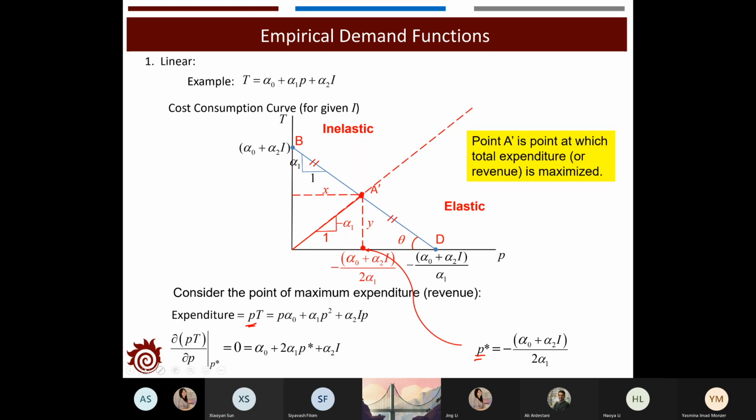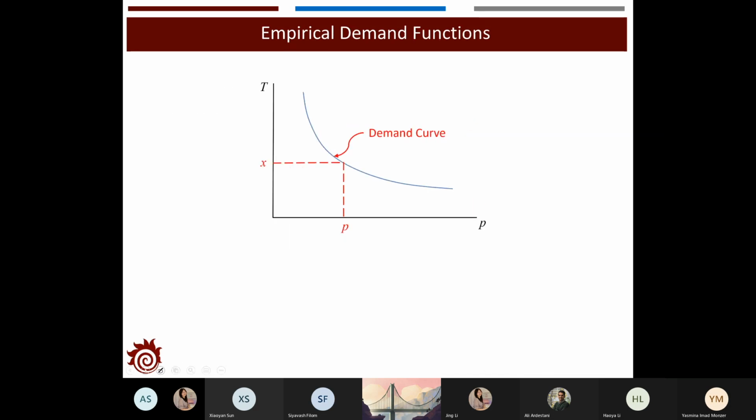At this point, the revenue is maximized, and you can quickly find out the maximum value from the definition of the expenditure.